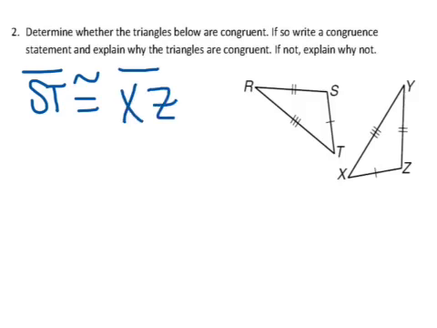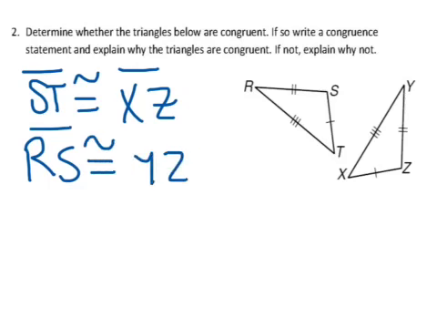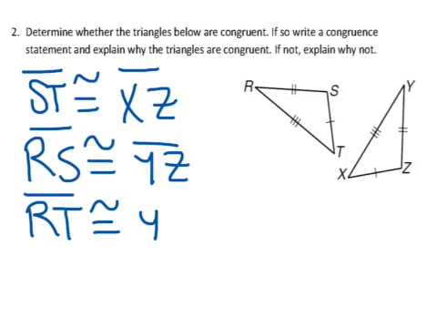We also have that RS in the first triangle is congruent to YZ in the second triangle, and then the third side, RT in the first triangle, is congruent to YX in the second triangle. Therefore, since 3 sides within our first triangle are congruent to 3 sides within our second triangle, we may conclude that they are congruent to each other. So let's do a congruent statement.